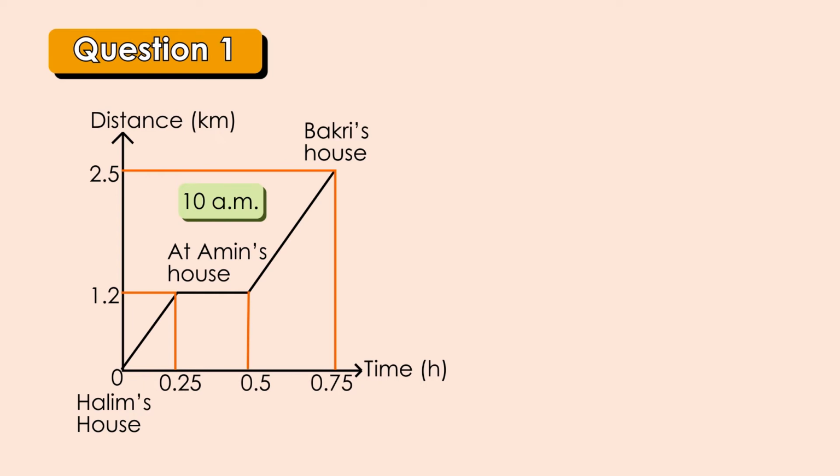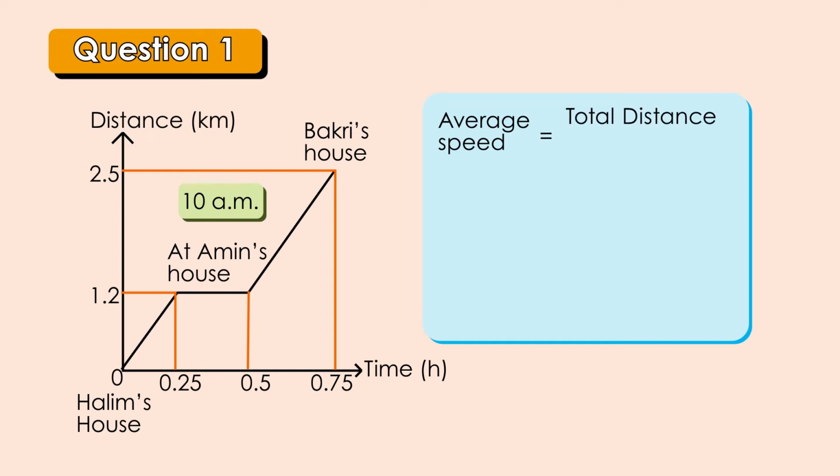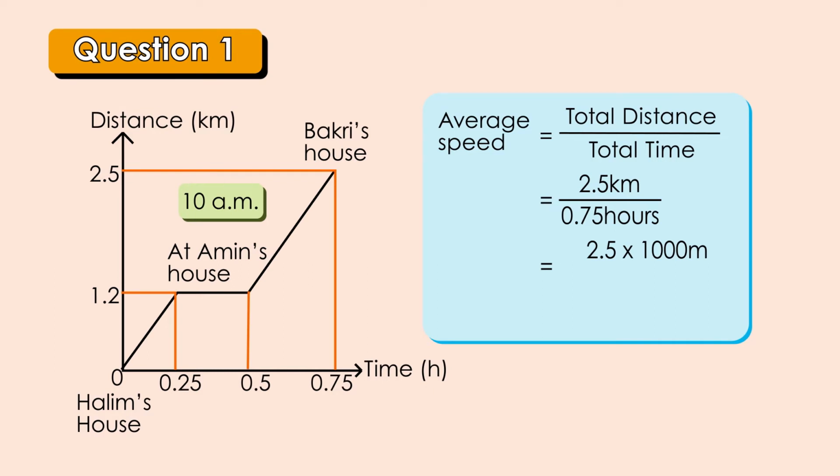Well, let's check together. Let me show you the working steps. Step 1. Write down the formula. Average speed is total distance divided by total time. Next, substitute with the values derived from the graph. From the graph, the total distance travelled is 2.5 kilometers in 0.75 hours. Keep in mind that the answer must be in meter per minute. Thus, next, convert the units: 2.5 times 1000 divided by 0.75 times 60.